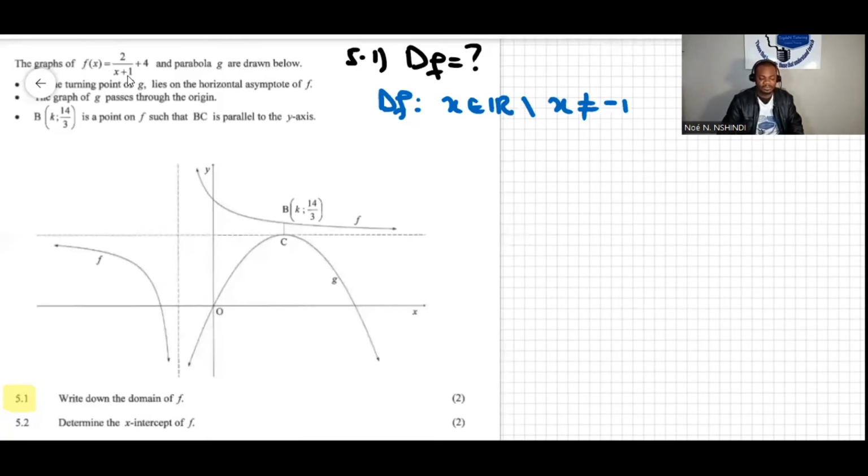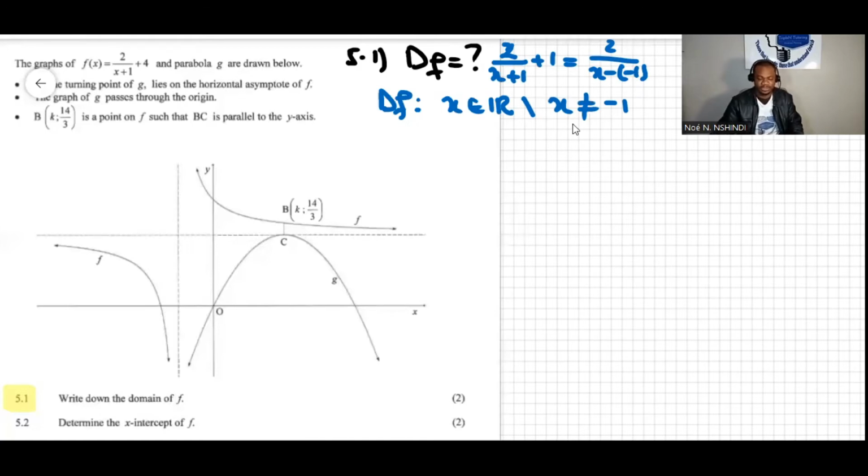Remember, when you see x plus 1 here, you always must say x minus -1. The -1 is over here. Let me write it like this. We have 2 over x plus 1 plus 1. This is just 2 over x minus -1. And that -1 here is the vertical asymptote. So the domain is this.